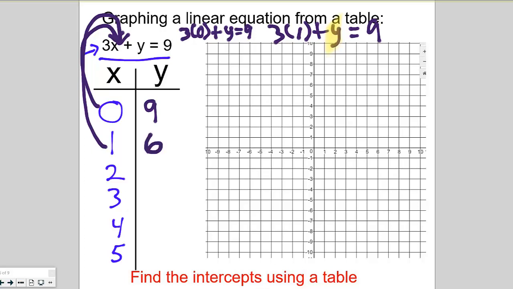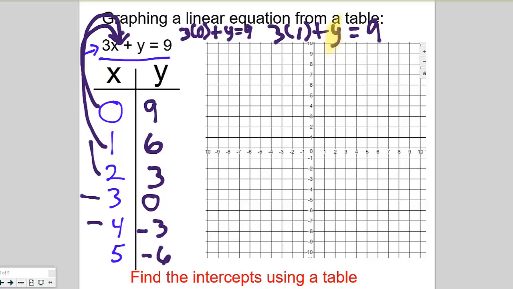Then I'm going to substitute a 2 in. 2 times 3 is 6. When I subtract it from 9, I end up with 3. And then I'm going to do the 3 now. 3 times 3 is 9. When I subtract it from the 9, I get 0. And then I'm going to put in the 4. And 4 times 3 is 12. When I subtract the 12 from 9 to get y, I get -3. And I put the 5 in there. 3 times 5 is 15. When I subtract it from 9, I get -6.